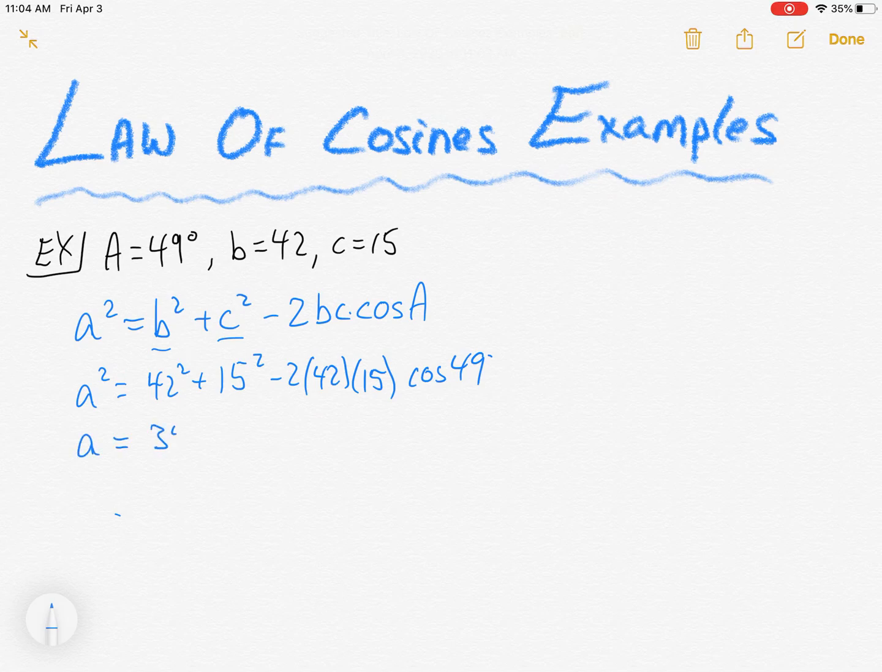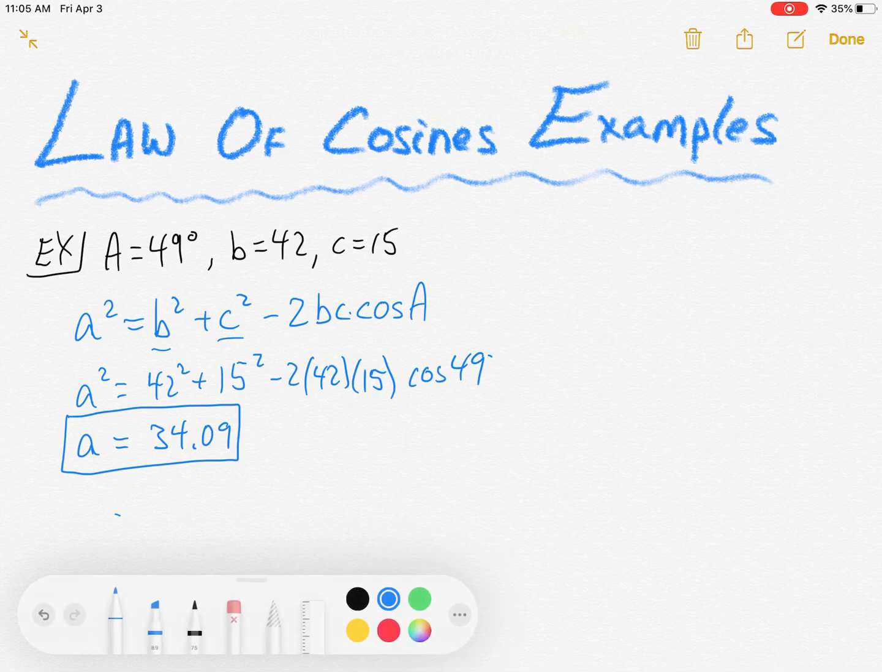But you should get, I'd like you to try this in your calculator yourself, 34.09348. We're always going to round our answers to 2 decimal places. One down, right? To solve a triangle, we need to find the other 3 parts. So now what? Now we have a known column. I wouldn't keep doing law of cosines. I would go over to law of sines now.